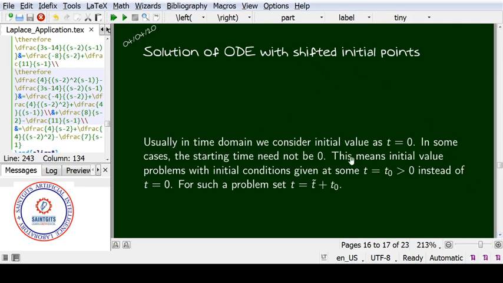Usually in time domain we consider initial value 0. In some cases the starting time need not be 0. This means initial value problems with initial conditions given at some time t equal to t naught greater than 0 instead of t equal to 0. In such situations, this is the transformation. We put this t as t tilde plus t naught. That means t is replaced by t tilde plus t naught. Now the variable is changed to t tilde. Then when we put t tilde equal to 0, we get t equal to t naught. That is our original problem. The problem comes to the original form. So this simply means we replace t by t tilde plus t naught.